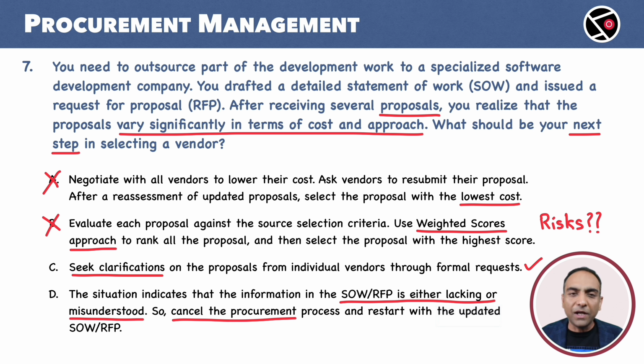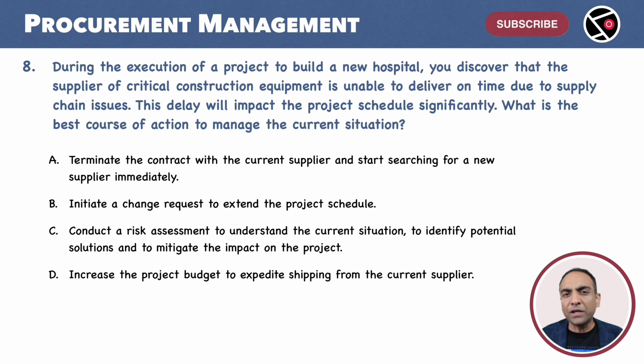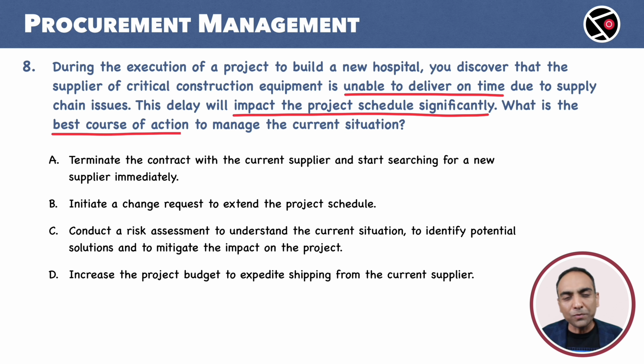During the execution of the project to build a new hospital, you discover that the supplier of critical construction equipment is unable to deliver on time due to supply chain issues. This delay will impact the project schedule significantly. What is the best course of action to manage the current situation? Supplier is unable to deliver on time. The impact is big. What should we do?